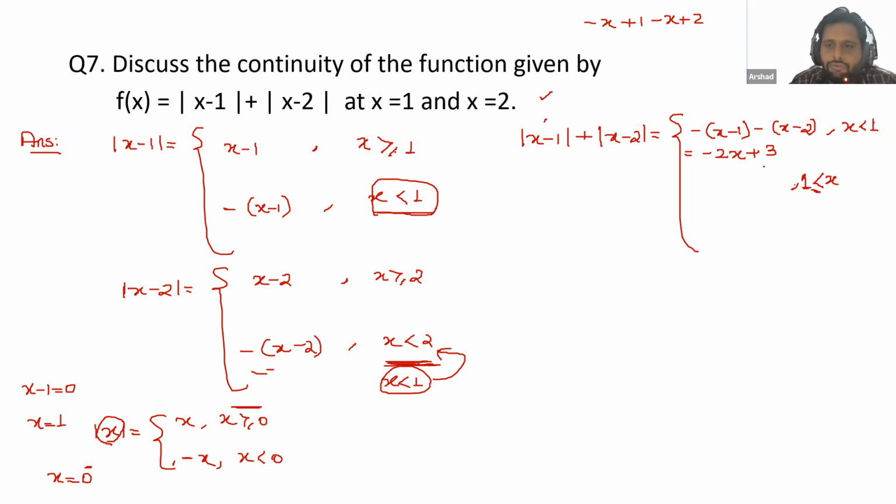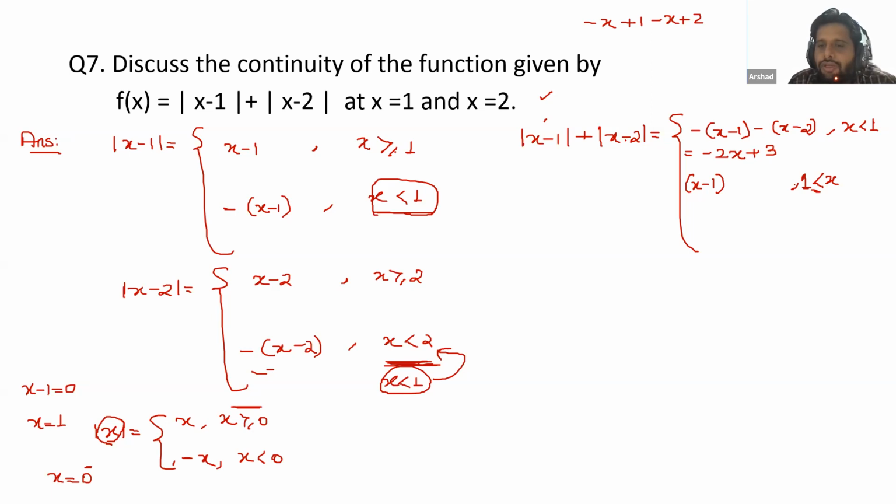Positive. Very good, Huzaifa. So when x is greater than equal to 1, then this first part will be positive, x minus 1. Huzaifa, can you tell me about the second part, x minus 2? Will this be positive or negative? What about the second part, x minus 2? It will be positive or negative? It can be both. Yeah, that's correct.